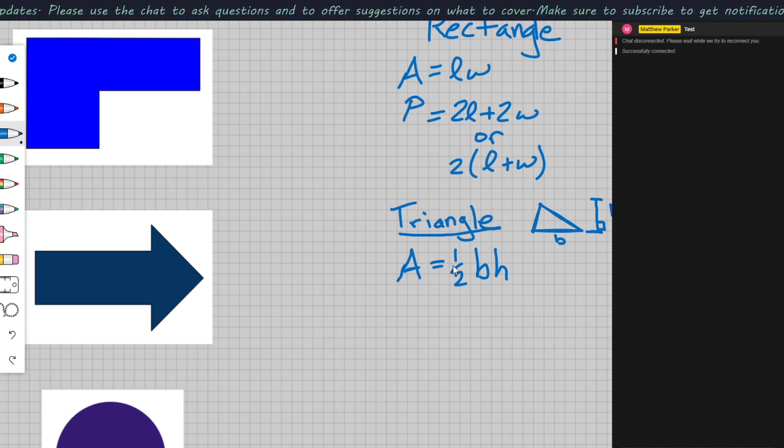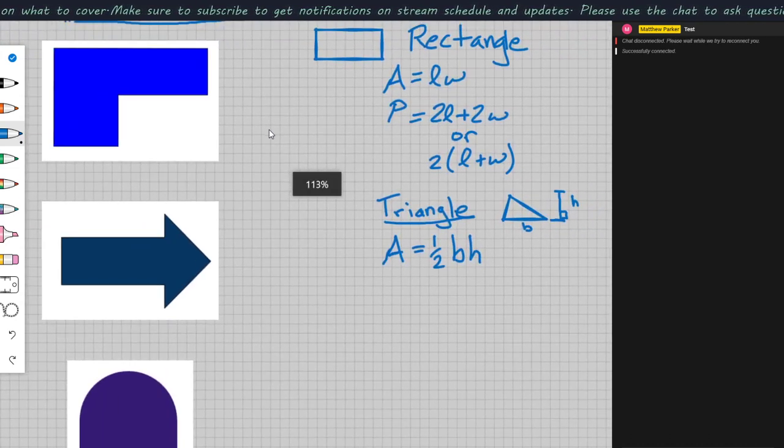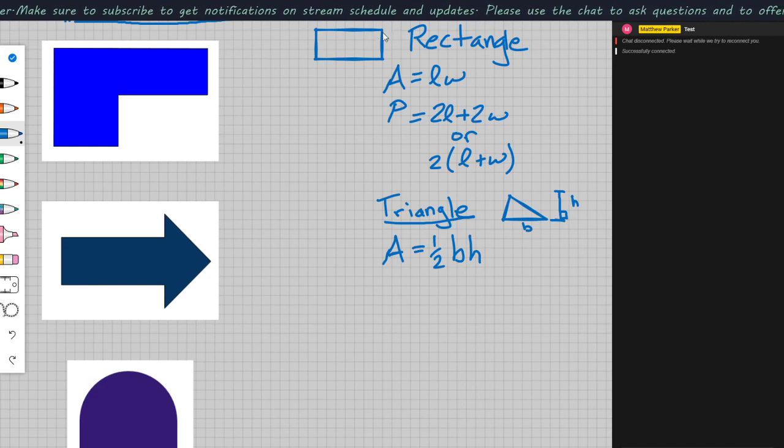And it makes sense that a triangle is going to be half, kind of like our area formula for a rectangle, because if you cut a rectangle in half, so if I was to cut this in half diagonally, it would give you a triangle. So that's where that comes into play.